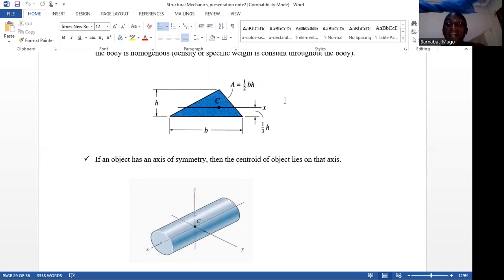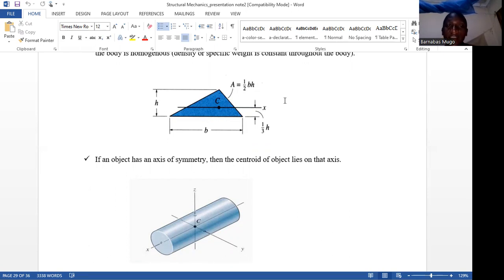It is at a third from the base. That is what we know, that the centroid of a triangle is a third from the base. That is something that we need to know. But then you need to know how to grade it.